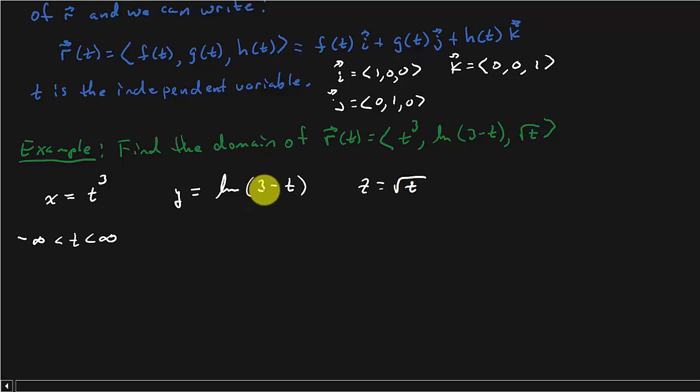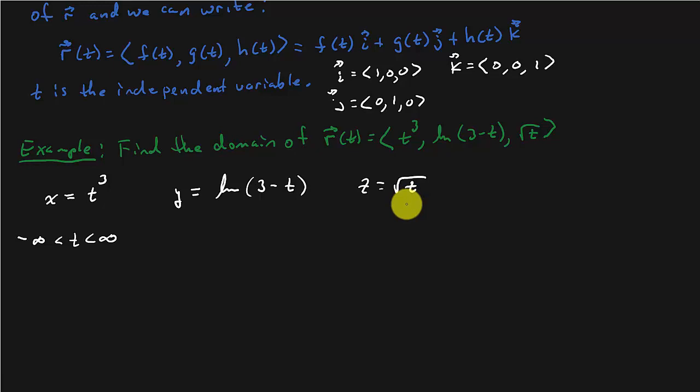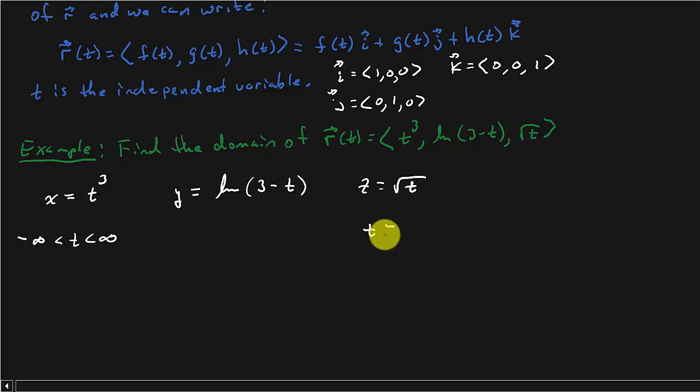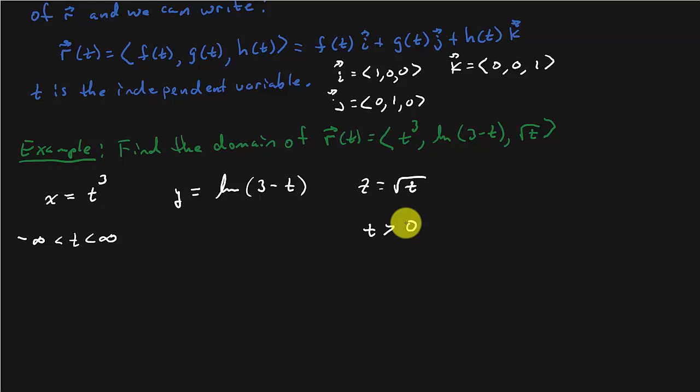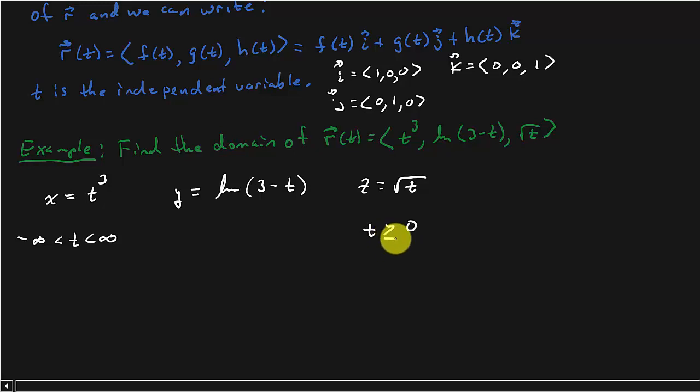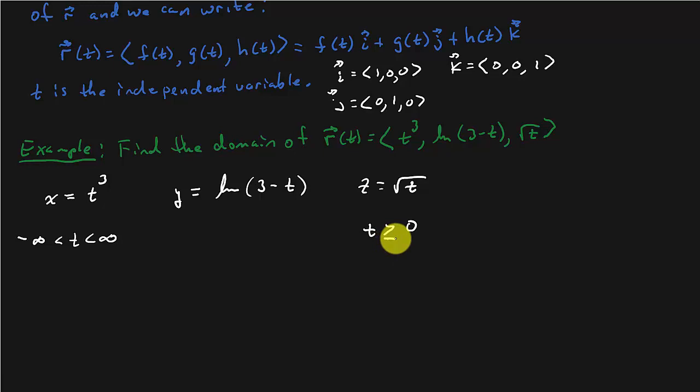Now, let's skip over to this one. We'll come to this one last. What about square roots? We know we can only take the square root of a non-negative number. So t has to be greater than 0. But let me ask you this: can t equal 0? Yeah, we can take the square root of 0. So t has to be greater than or equal to 0.